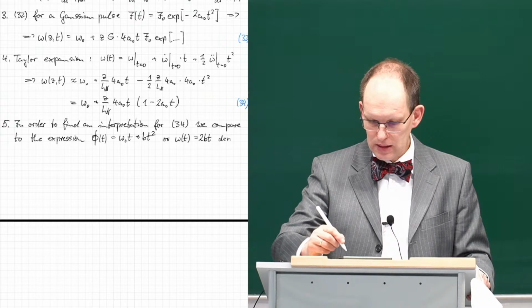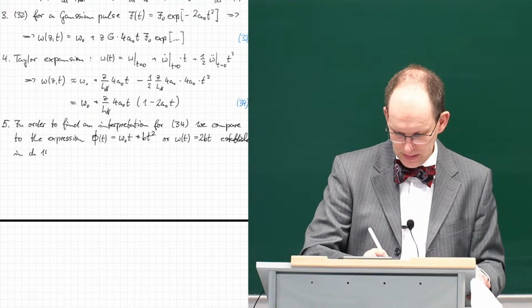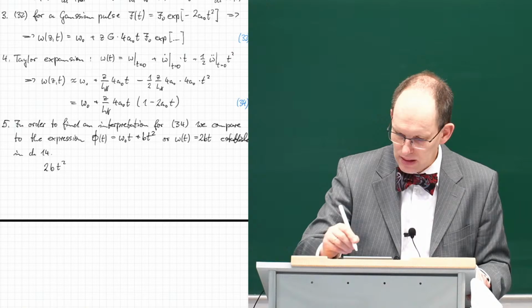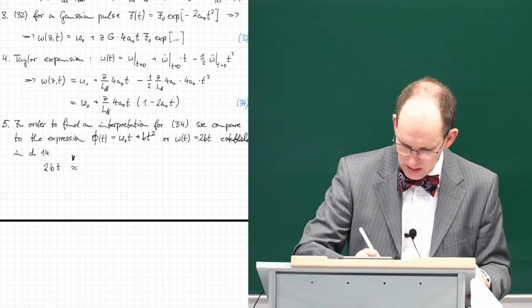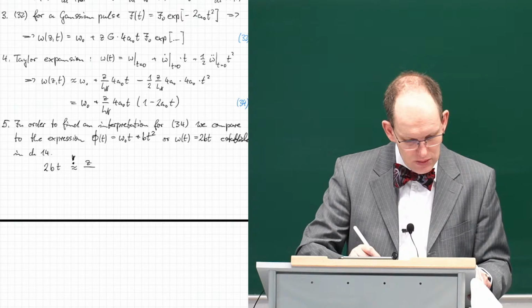Or established, let's say, established in chapter 14. Yeah. So what we demand is that 2b times t, that this is the same. Well, it won't be the same because this is just linear and the other is quadratic. But nevertheless, in first order, they should be the same.